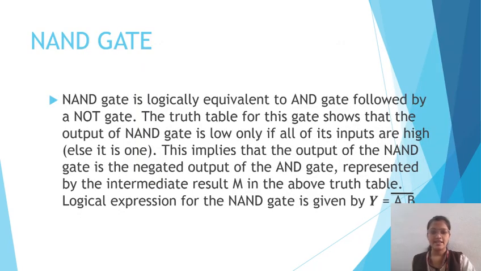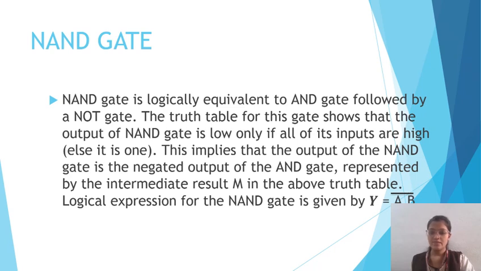NAND gate is logically equivalent to an AND gate followed by a NOT gate. It means the combination of two gates, AND gate and NOT gate. The truth table for this gate shows the output of NAND gate is low only if all of its inputs are high, else it is 1. It means if all of its inputs are 1, then only the output becomes 0.